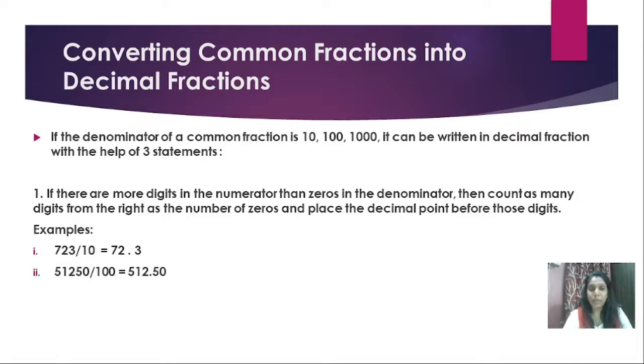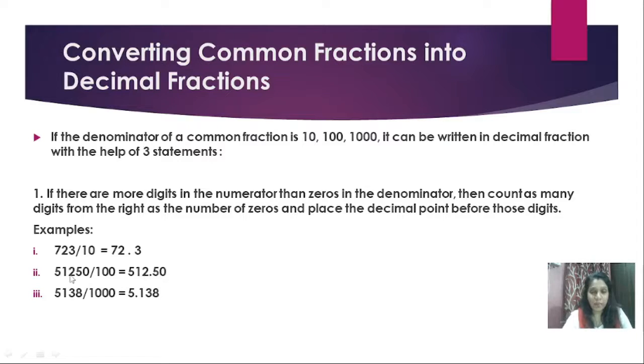51250 divided by 100, which is equal to, now how will we count? How many zeros? 2 zeros. Now we will count 2 digits from the right hand side. 0, 5, and then put the decimal point. 0, 5, decimal point. Then it is 512.50.